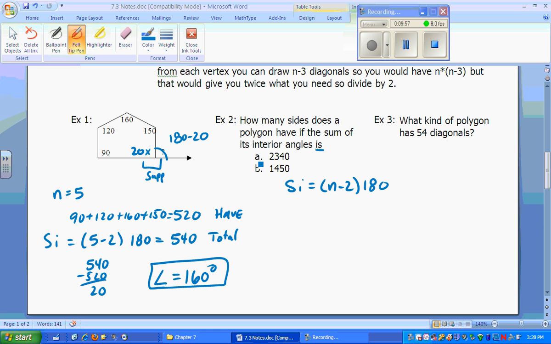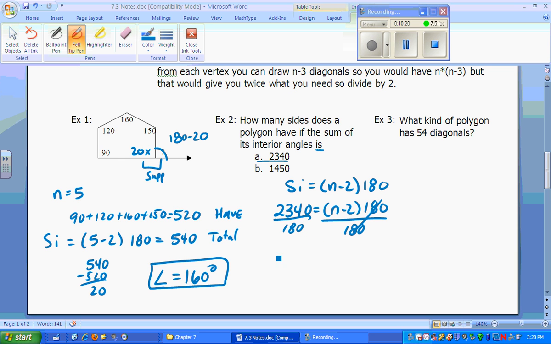Well, what do you do? So this is the sum of the interior. So we're going to put 2340 equal to n minus 2 times 180. Right? And now we're solving for n. Well, most of you would probably want to distribute the 180 and then do it. Get rid of that idea. Let's do it algebraically. Divide by the 180 first.